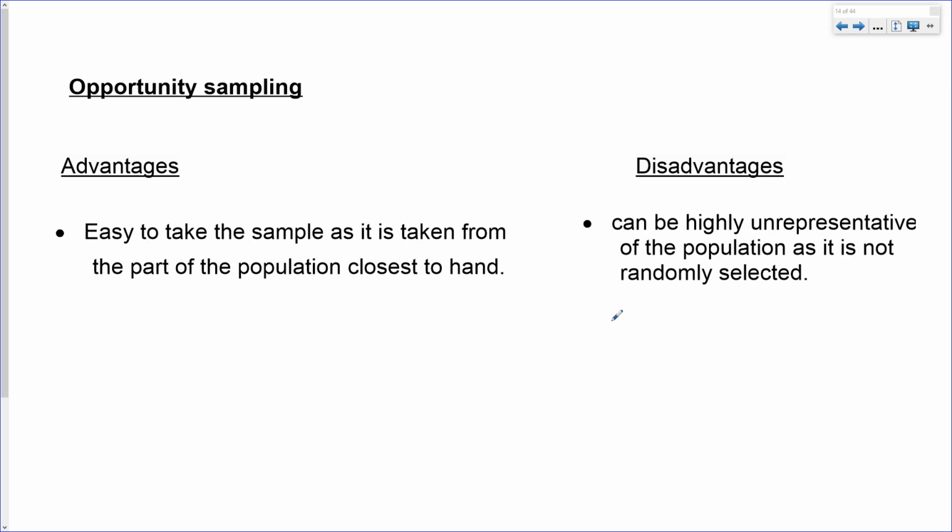And finally, the opportunity sampling then. So it's taking our opportunity to find a sample, okay? And so it's quite easy to do. You could just position yourself at a certain time in a certain place. So it's quite easy to take. And it's taken from part of the population that's closest to hand to you. The disadvantages of opportunity sampling is it can be highly unrepresentative of the population, as it's not randomly selected.